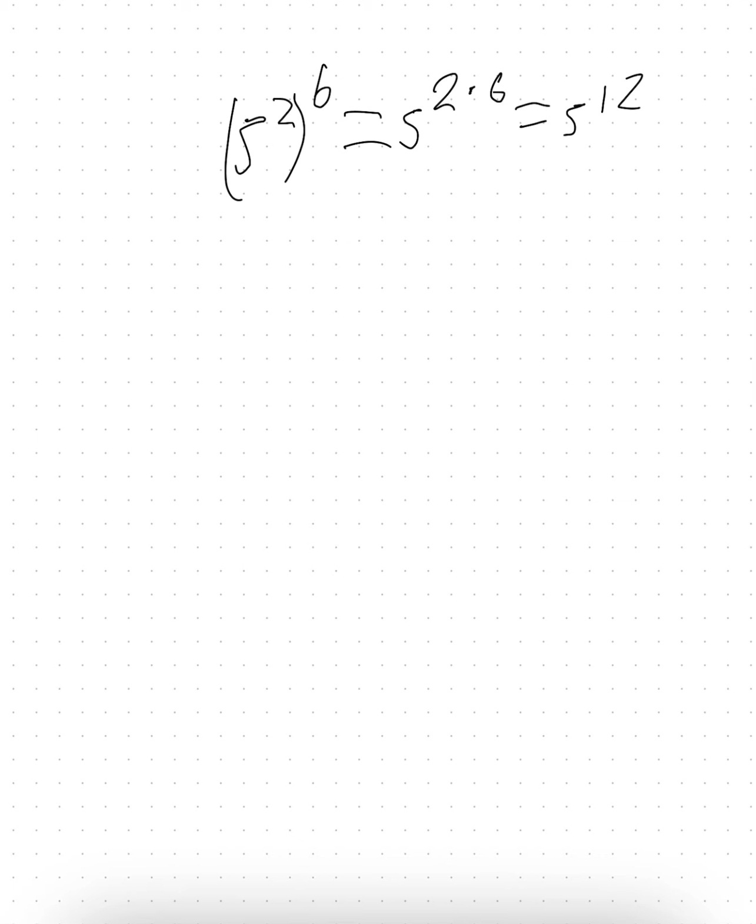Okay? Now this works because we write this out 6 times. That's what exponents are. We just rewrite everything, so that we don't have to multiply all of them out constantly. So you should have gotten 5 to the 12th.